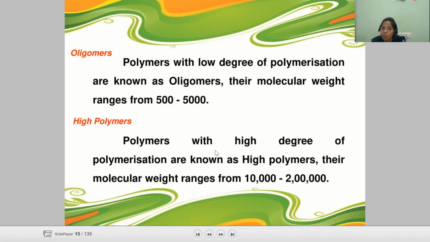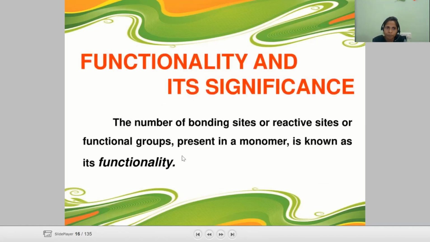Yes, this is about the molecular weight ranges of the polymers, based on the degree of polymerization. So based on the degree of polymerization, how many types of polymers do we have? There are 2 types: one is oligopolymers and another one is the high polymers. In oligopolymers, the degree of polymerization is less, whereas in high polymers, the degree of polymerization is more.